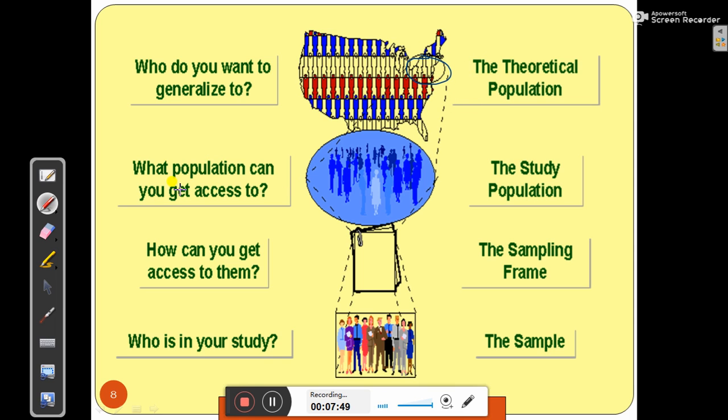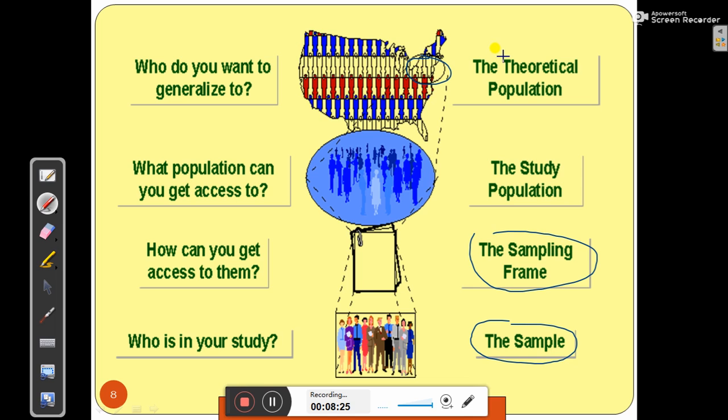And what population can you get access to? You cannot get access to all the population, so you need to study the population. After that, how can you get access to them? How can you access those populations that you can access? Then you need to find out the sampling frame from this population. And then, who is in your study? After that, you need to ask who is in your study. Using that frame, you need to find out the exact sample you need in your research process.